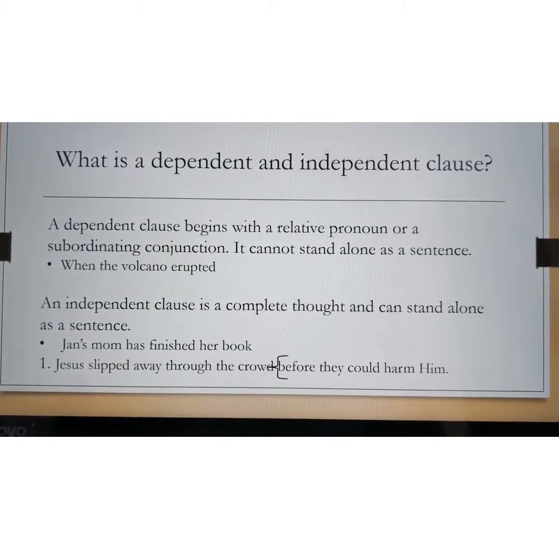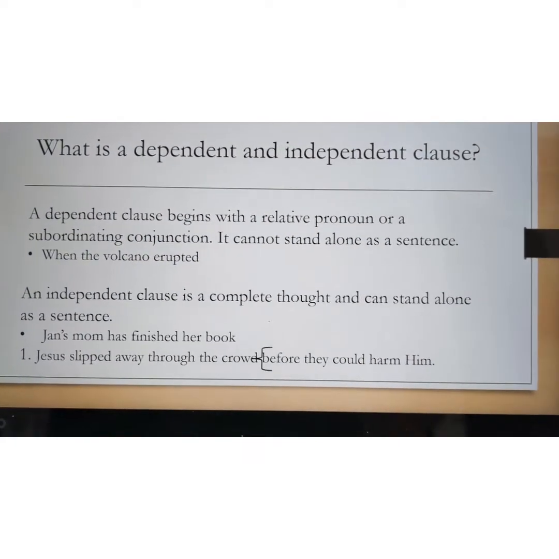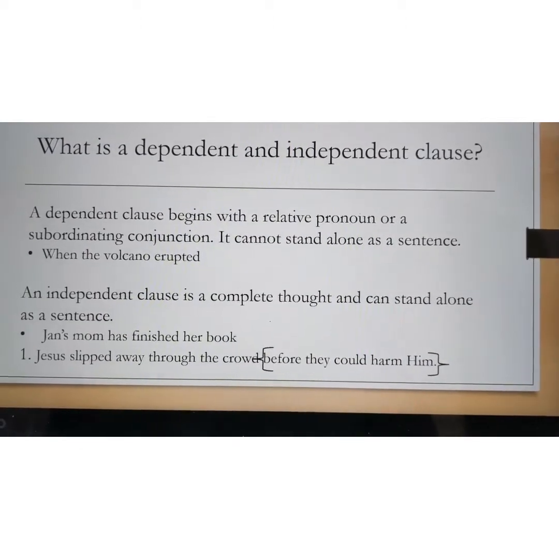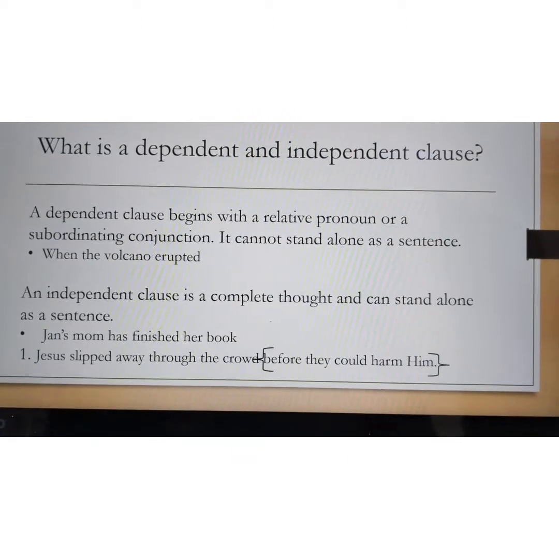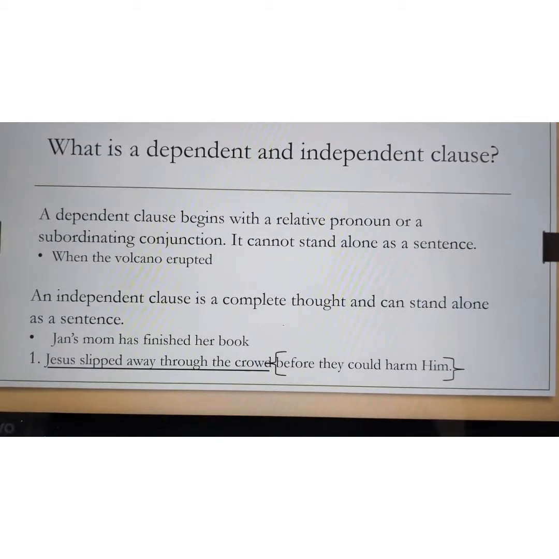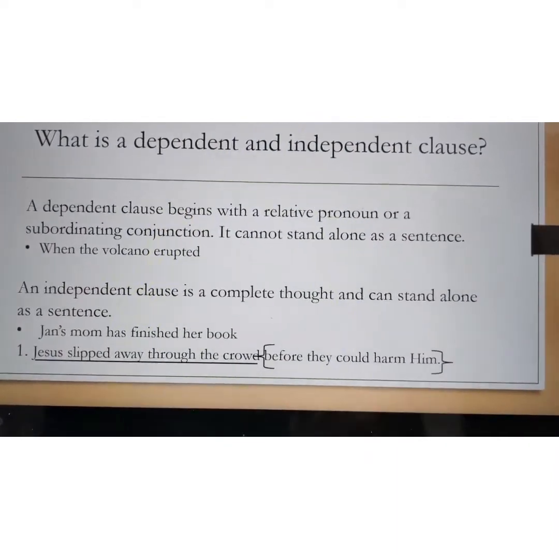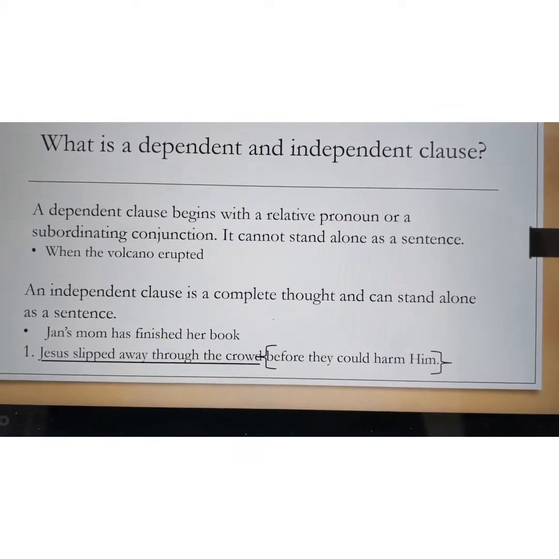Before, right? Before would also be a preposition, but this is a sentence. They could harm him. It contains a subject and a verb. So there's our dependent clause, before they could harm him. And then that means our independent clause is right there. Jesus slipped away through the crowd. All right, so our independent clause, our clause that is underlined, can stand on its own. It makes sense. Jesus slipped away through the crowd.